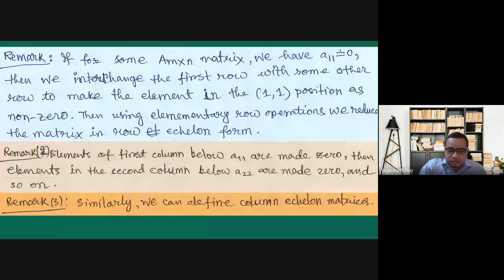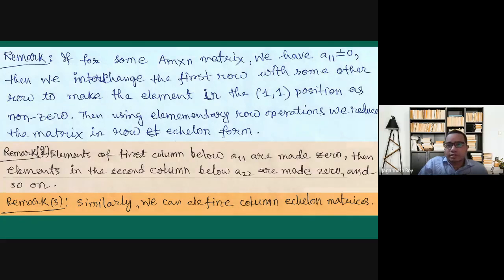Now there are some results that can be stated, and after stating these properties and results, we will see how to get the row echelon form for any given matrix.